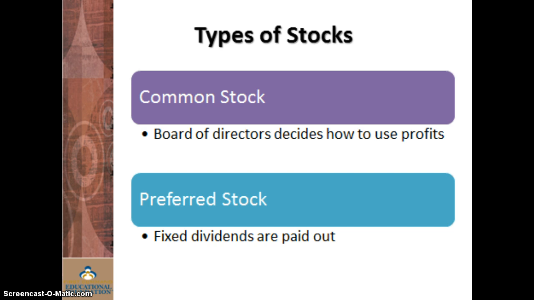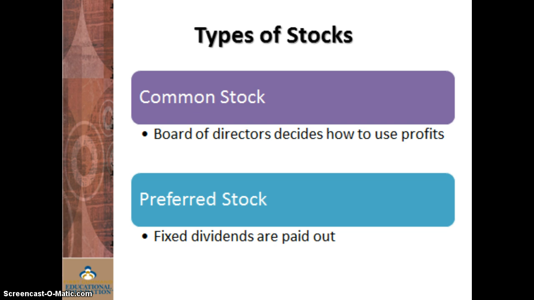Types of stock. Stock represents ownership in a company. There are two types of stock: common and preferred. Common stock owners elect directors who hire the day-to-day managers of the business. Owners vote on issues at the stockholders' meetings. The board of directors determines what is done with any profits.